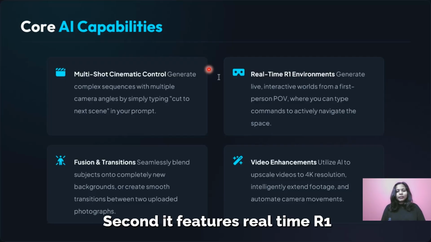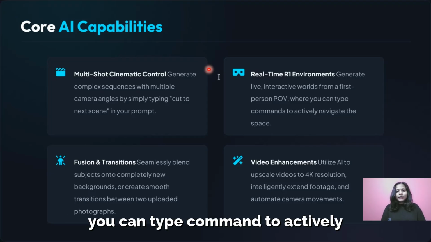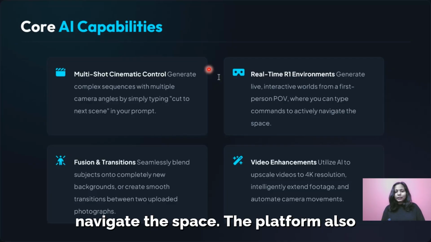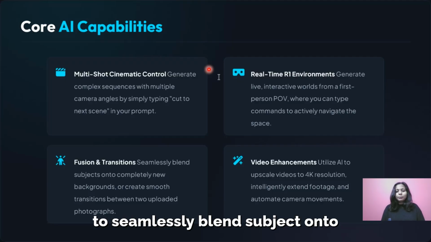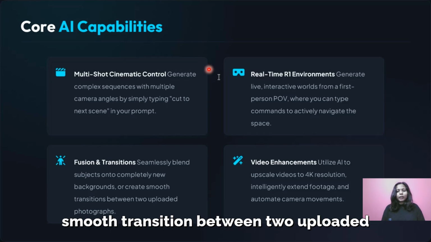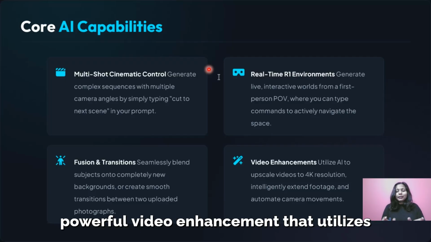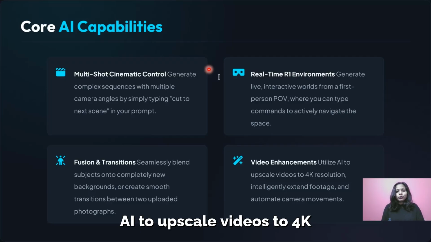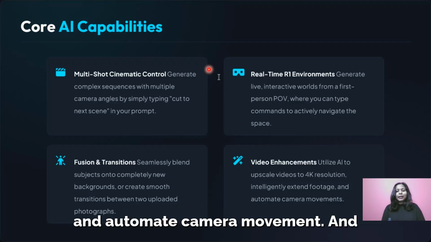Second, it features a real-time R1 environment which generates a live interactive world from a first person point of view where you can type commands to actively navigate the space. The platform also handles fusion transition, allowing you to seamlessly blend a subject onto a completely new background or create a smooth transition between two uploaded photographs. Finally, it includes a powerful video enhancement that utilizes AI to upscale videos to 4K resolution, intelligently extend footage, and automate camera movement.